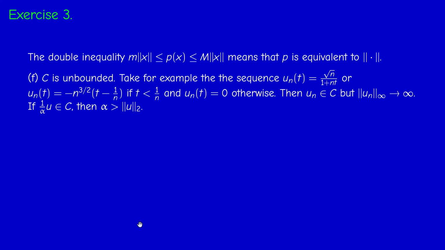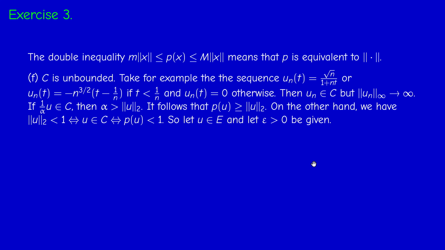So how do we prove that? Double inequality. We take alpha in the famous set. So 1 over alpha u belongs to C. This means that the 2 norm of 1 over alpha u is less than 1, which means that norm 2 of u is less than alpha. So alpha is bigger than norm 2. But this is true for every alpha in this set. So the infimum is bigger or equal than norm 2. This is one inequality.